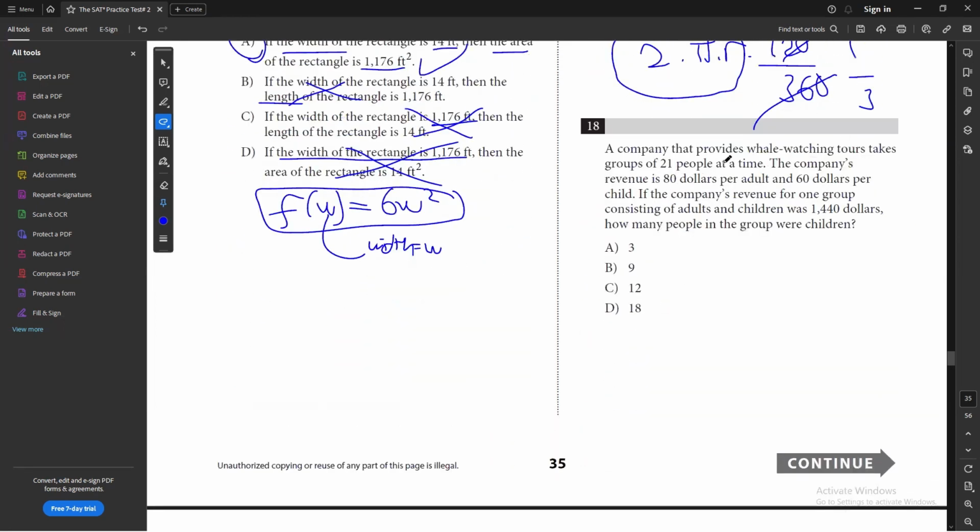A company that provides whale-watching tours takes a group of 21 people at a time. The company's revenue is $80 per adult.